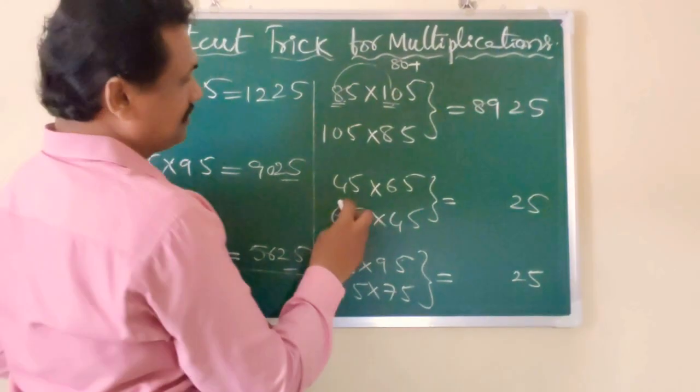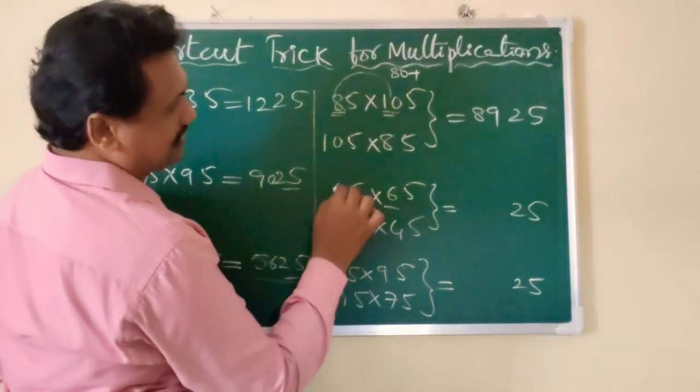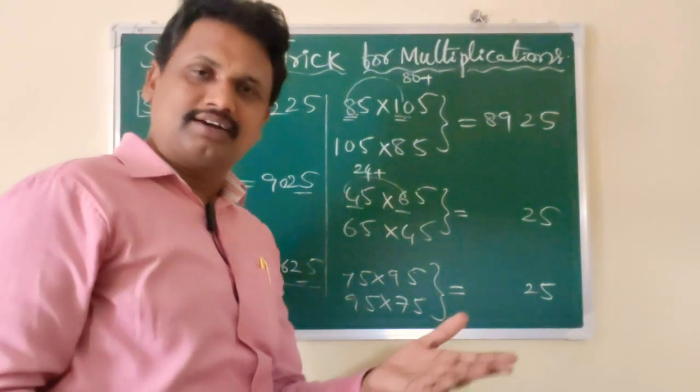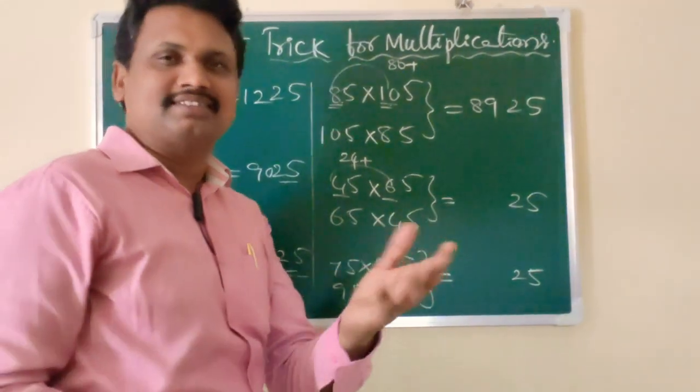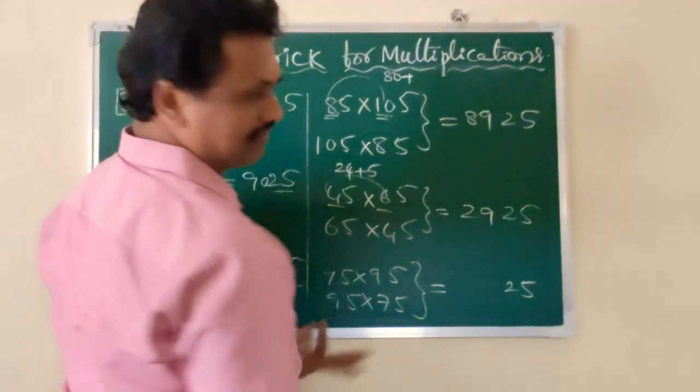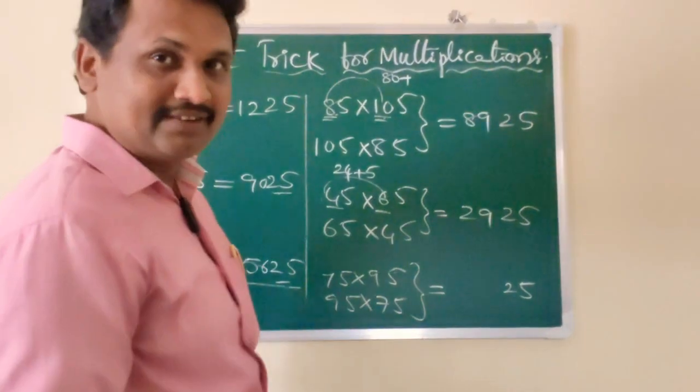Understand, students? Observe. Next here 4 and 6. 4 sixes are 24, plus the number between 4 and 6, the average of 4 and 6, which is 5. Add that 5 here: 24 plus 5 is 29. 29 and 25, that's the answer. Very easy, very easy to learn.